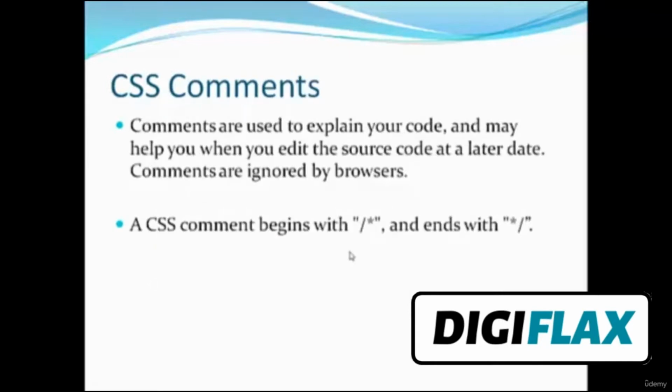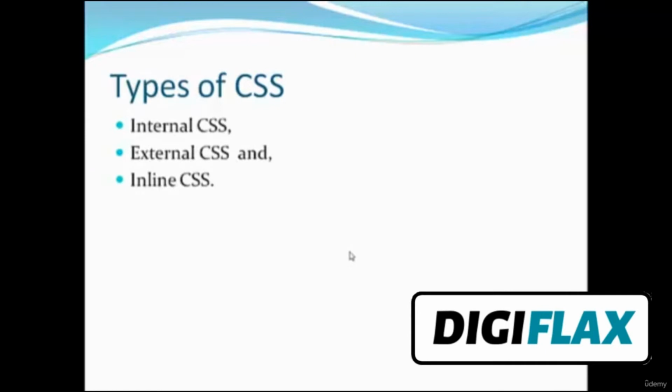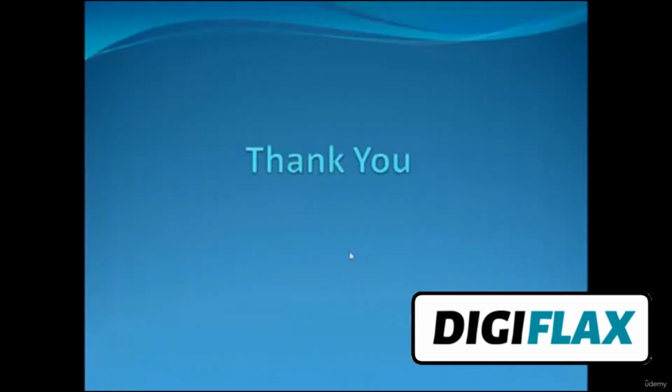Now let's see comments in CSS. Comments are used to explain your code and may help you when you edit the source code at a later date. Comments are ignored by the browser. A CSS comment begins with /* and ends with */. So this is how we can give comments in our CSS code. There are various types of CSS available: internal CSS, external CSS and inline CSS. We will discuss more about these types in further videos. So this is about how to define CSS, how to give comments, and the various types of CSS.